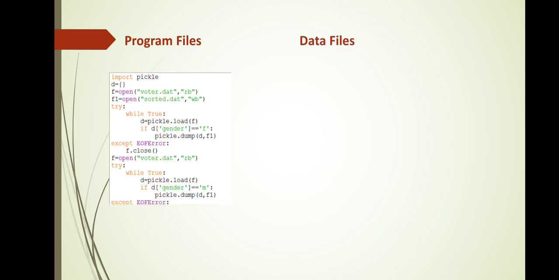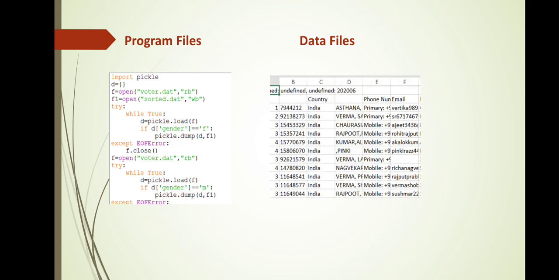Another type of file is your data file. A data file stores some information, some data. An example of a data file is this one. This is an Excel sheet which is storing certain data. This is your data file. These are not instructions, these are values.